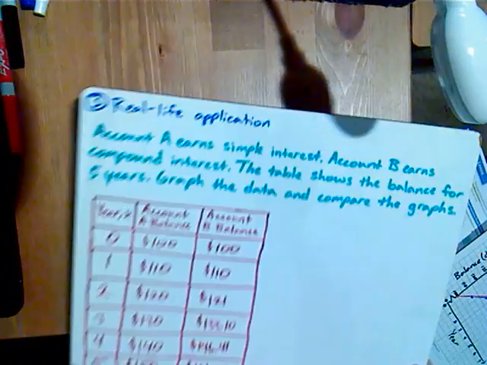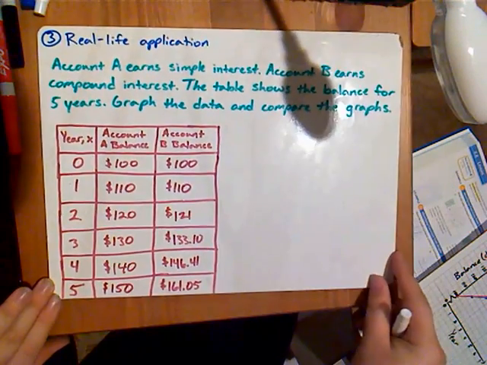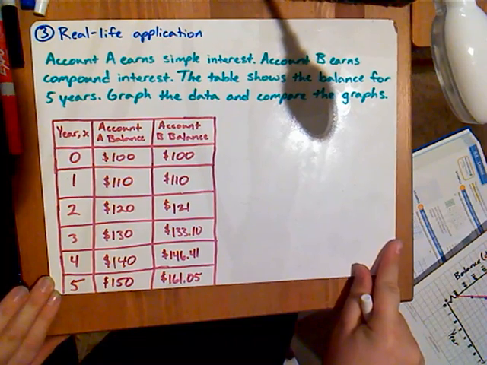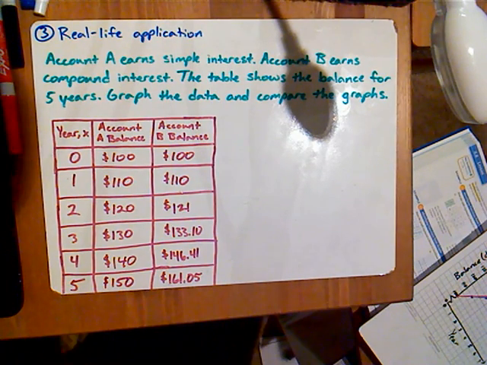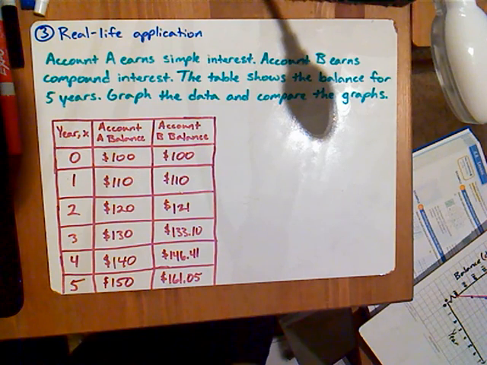Next, we're going to be doing a word problem. In this word problem, account A earns simple interest, account B earns compound interest. The table shows the balance for 5 years. So this wants us to graph the data and compare the graphs.